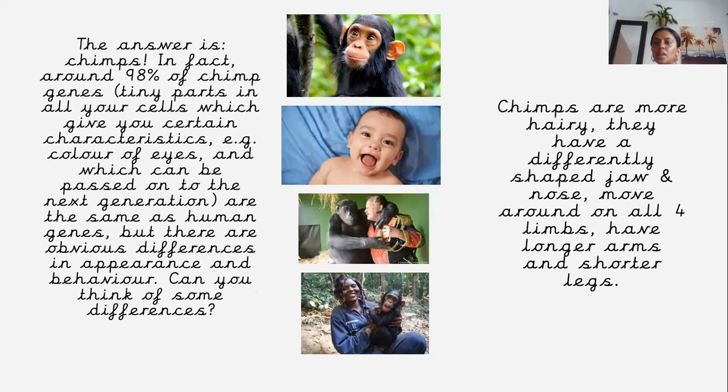Chimps are much more hairy and they have a differently shaped jaw and nose. They move around on all 4 limbs. They have longer arms and shorter legs. Those are just some of the things which make the chimps different to humans. We don't actually move around on all 4s forever. We do when we're a baby, and then when we grow up, we learn to stand and we move around on our feet.